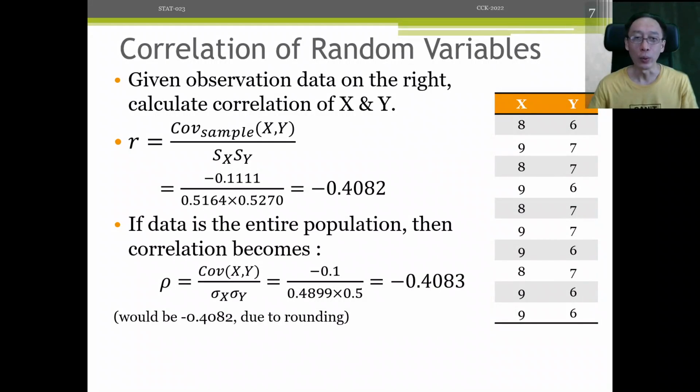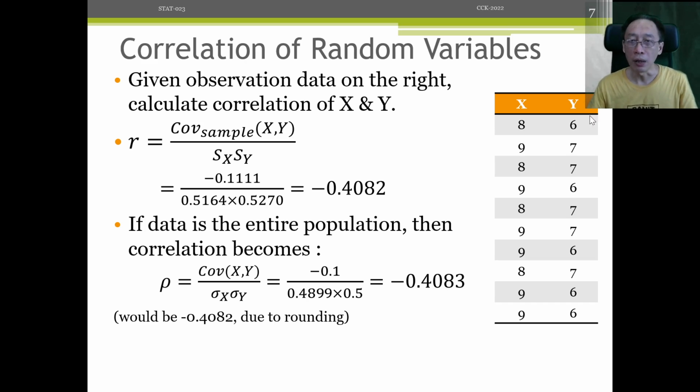Let's find out how we can calculate the correlation of a given pair of random variables x and y. Recall that random variables can be used to represent and contain data from samples or from population. So in this case, we need to be clear from the question what the random variables x and y represent. Do they represent population? Then we need to calculate the population correlation. If they represent samples, then we need to calculate the sample correlation.